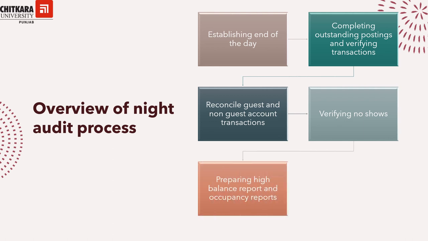Then, as a night auditor, a person has to prepare the high balance report. As we discussed, high balance accounts are all those accounts which are reaching their credit limit. And he also has to check and prepare the occupancy reports and submit them to the superiors again for management decisions to be taken. And finally, he has to update the system and finish his shift. So that's the overview of the night audit process.